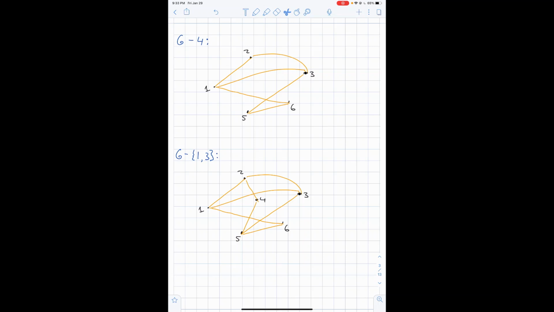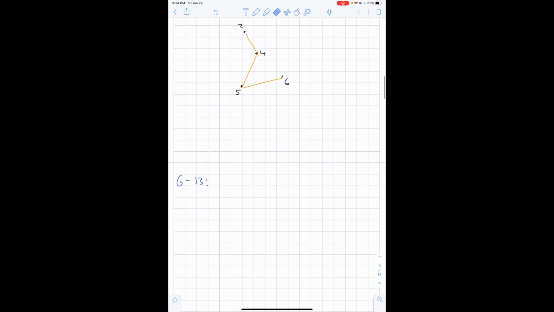Now if I want to remove two vertices, 1 and 3, I remove all the edges from these two vertices. When I'm drawing, it's easier to first remove the edges and then remove the vertices. So I remove all the edges incident to my vertices. I have 3 edges going out of 1, and 2 edges going out of 3, and then I also remove the vertices themselves. So that's going to be G without 1 and 3.